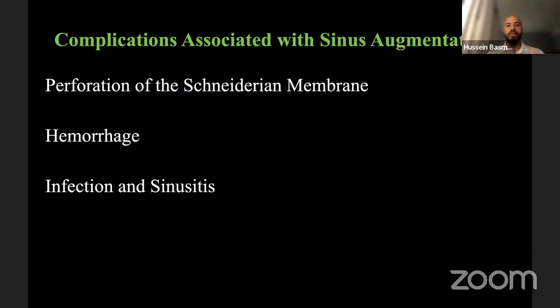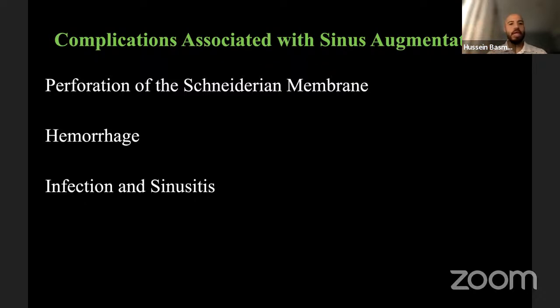Because if you have a perforation of the Schneiderian membrane, you can manage your complication during the surgery. You can put a membrane and cover that perforation. When you have bleeding, definitely you can manage this by putting bone wax, by putting bone chips, by applying pressure, by using an electrosurge to ligate the vessels, or by suturing the vessels. So you can manage those first two complications. However, when we talk about infection and sinusitis, we're talking about post-op complications that could happen.